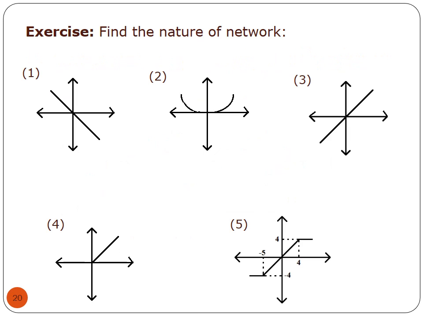So dear students, these are the 5 primary types of networks, or you can say elements. Now let's go for an exercise where you need to find the nature of the network. Here I have given you 5 graphs. From the graphs you need to categorize the network in 4 ways: whether it is linear or nonlinear, bilateral or unilateral, time variant or invariant, and active or passive. Here you need to apply the fundamentals that we have covered, and you can easily get the answers.